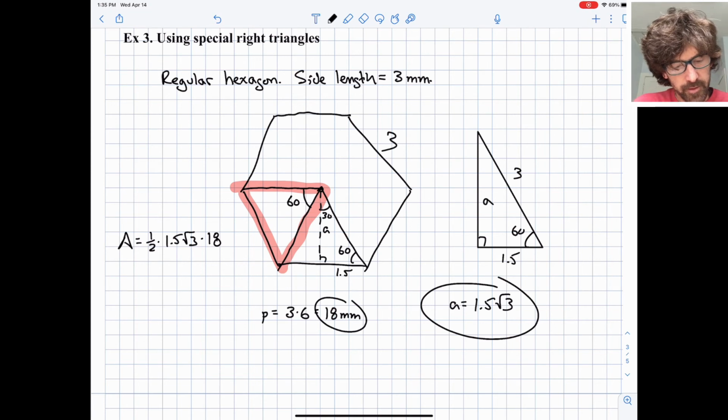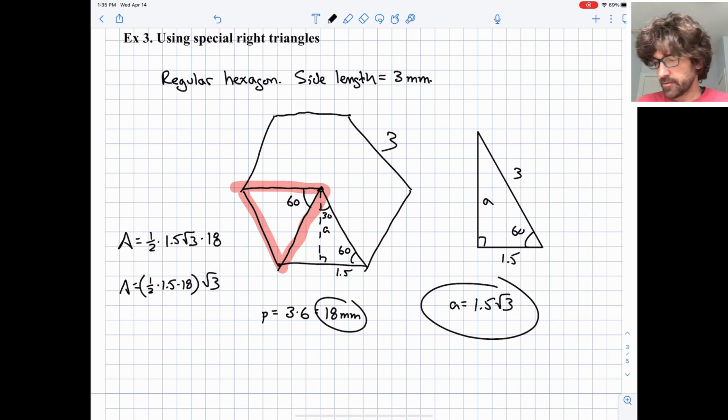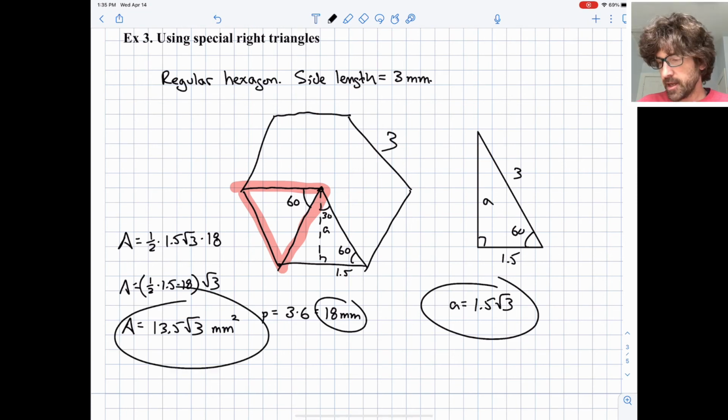Okay, I am going to keep the root 3 by itself. I'm looking for an exact answer. So really what I'm going to do is 1/2 times 1.5 times 18, and all of that times the square root of 3. And so I get our final area is 13.5 times the square root of 3, and that would be in square millimeters. And if we wanted to get a decimal approximation, we could just find the square root of 3 as a decimal, multiply by 13.5, and round appropriately from there.